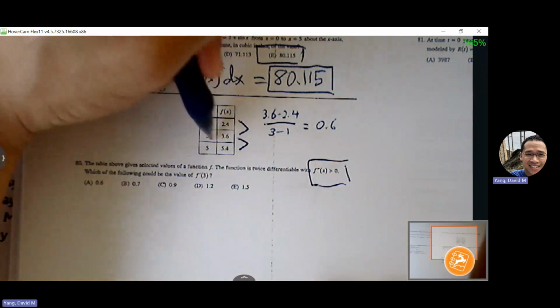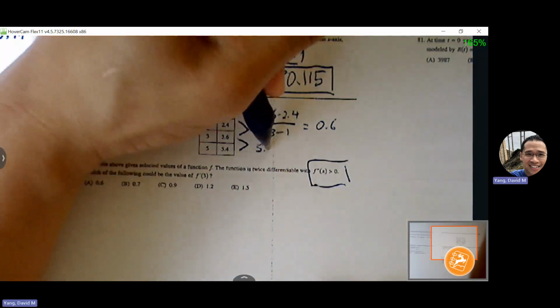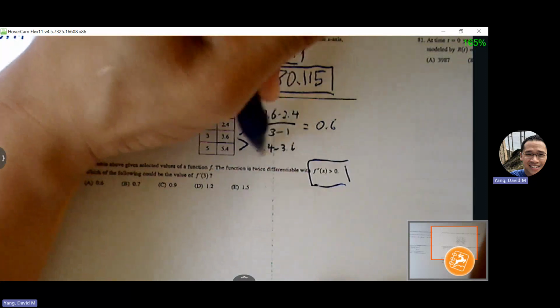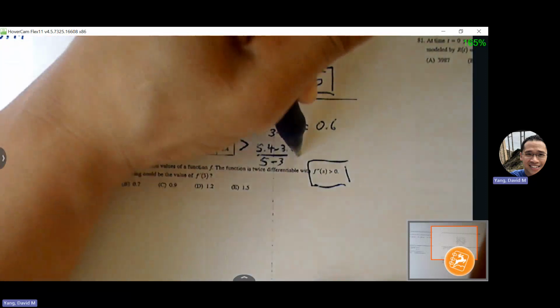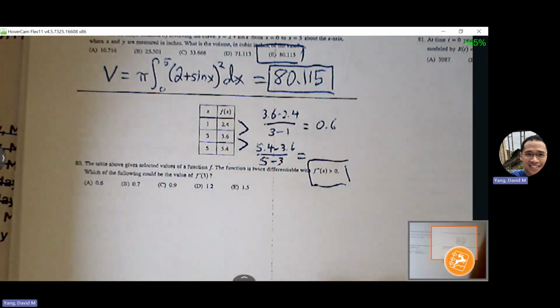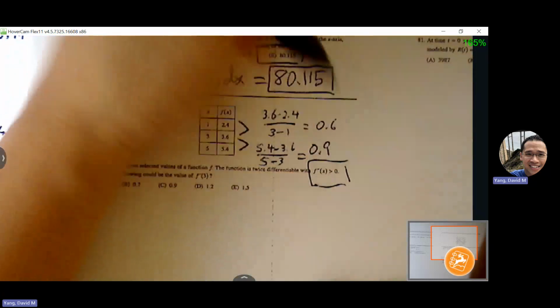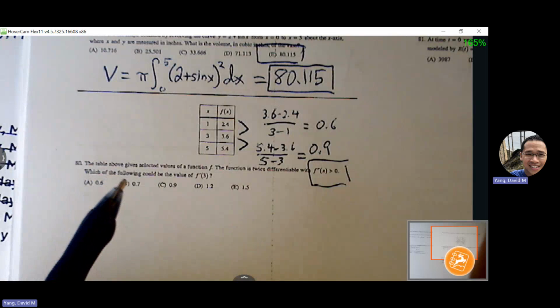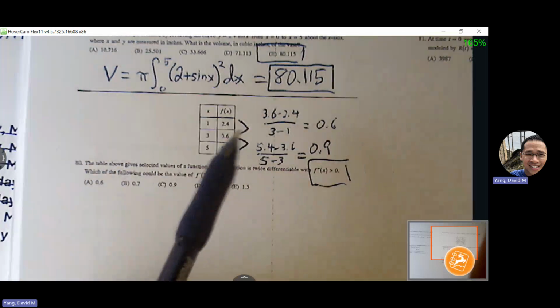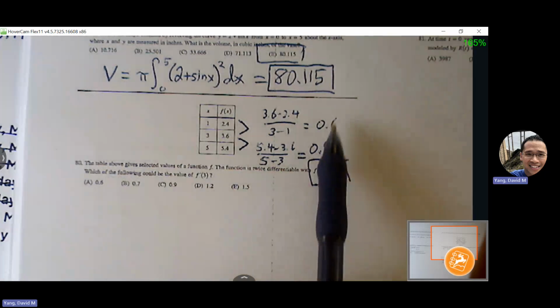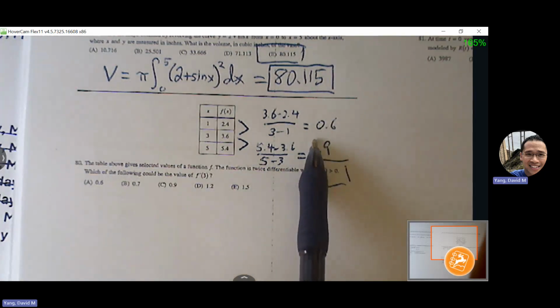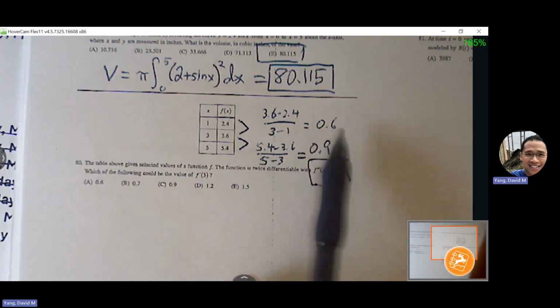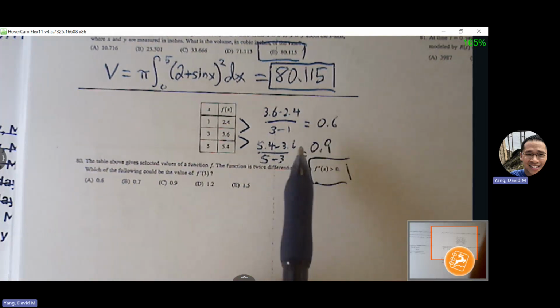But then from 3 to 5, my slope is going to be 5.4 minus 3.6 over 5 minus 3. Again, this is all calculator entry, I'll do this by hand, is 0.9. So if my slope is 0.6 and it goes to 0.9, it has to continually increase in slope. So if this is 0.6, then maybe it can be 0.7, then 0.8, then 0.9. But it can't break that pattern.